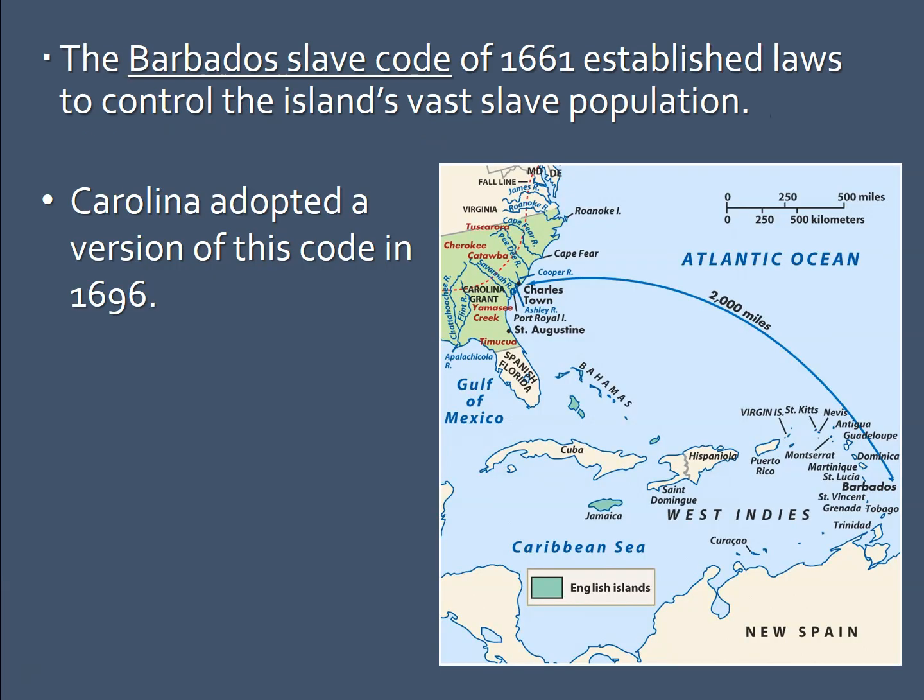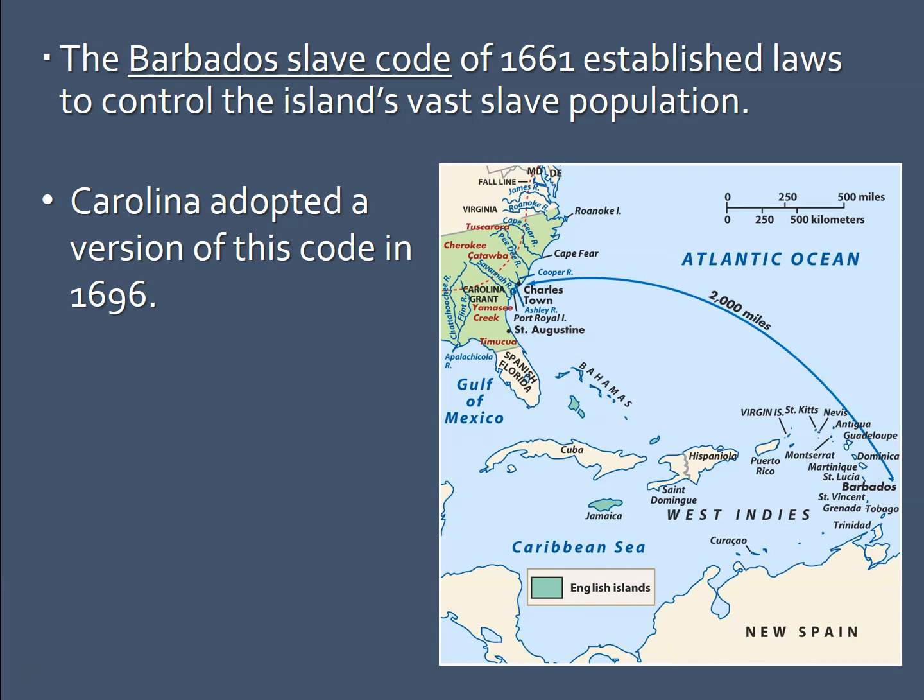And so the British felt kind of nervous about this, and they decided they had to come up with some sort of legal system to control the huge slave population on these islands. And so they came up with these things called slave codes. And probably the most famous of these would be the Barbados Slave Code of 1661. It was so influential that other British colonies, like say the Carolinas, adopted their own version of this code.